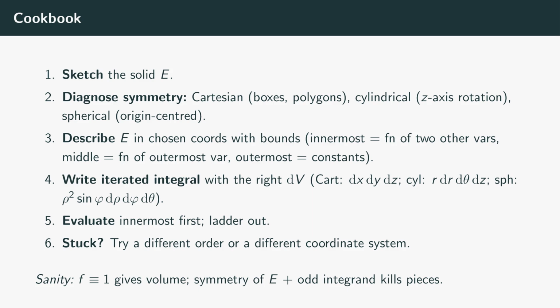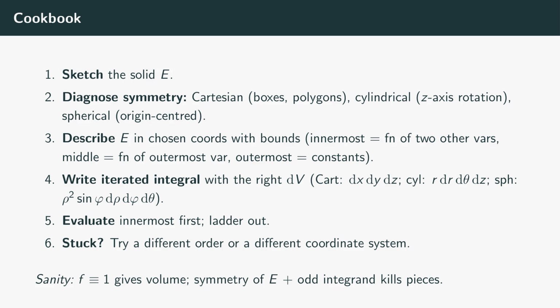Step 4. Write the iterated integral with the right volume element. Bear in mind dx dy dz in Cartesian, r dr d theta dz in cylindrical. Don't forget the r and rho squared sine phi, d rho d phi d theta in spherical. Don't forget either factor. Step 5. Evaluate inside out. Step 6. If you're stuck, try another order or another coordinate system.